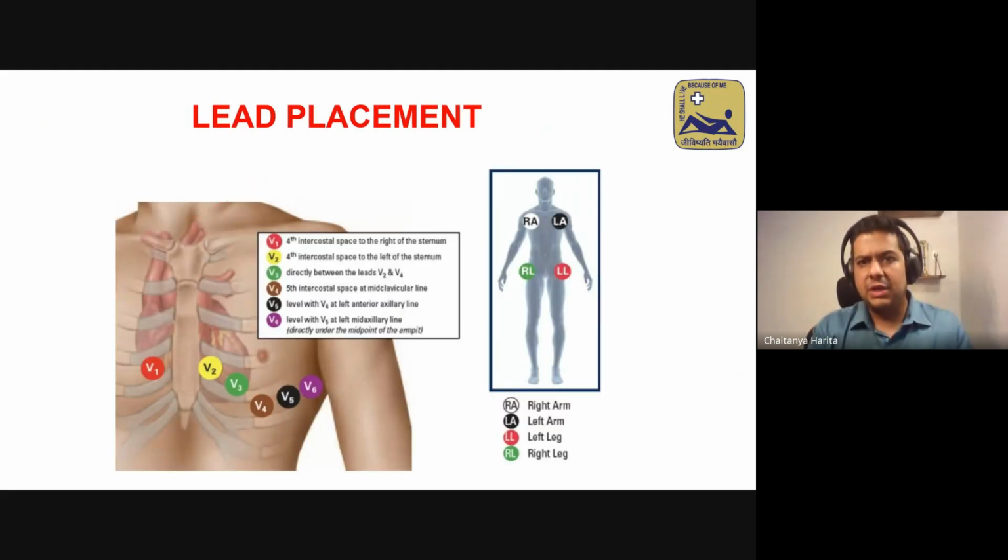Coming to lead placement. Now that we've understood how the heart is innervated, let's look at the lead placement. As we know, we do a 12 lead ECG, and a 12 lead ECG consists of 6 chest leads and 3 limb leads. The 3 limb leads are further modified into augmented limb leads. So we get 6 chest leads and 6 limb leads together as 12. The lead placement on the chest is in the box, as you mentioned.